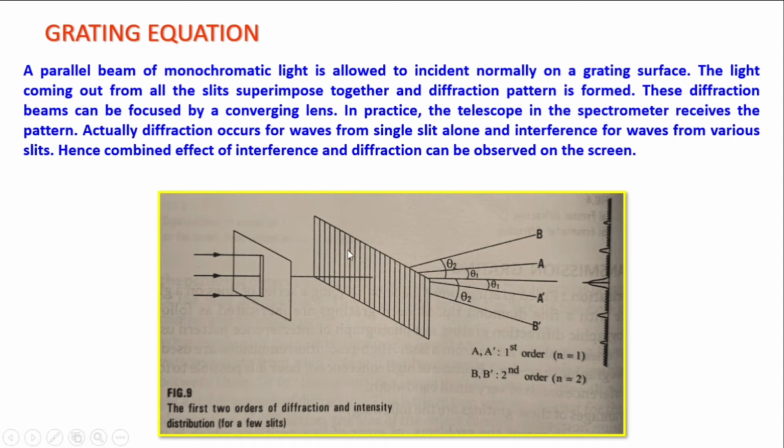We just need to study what is happening there. So we are just explaining the phenomena, the diffraction pattern. We are not going into detail; we don't need it for our syllabus.